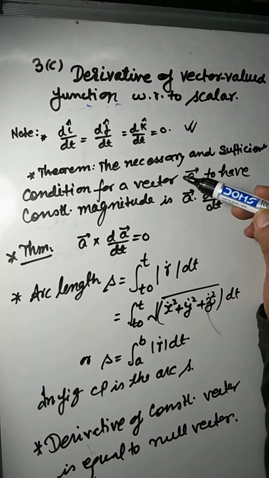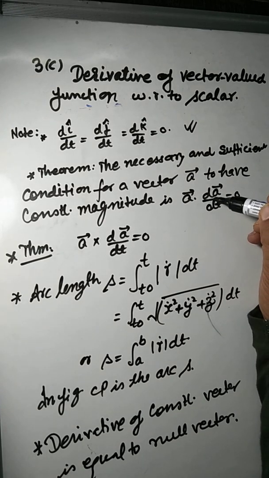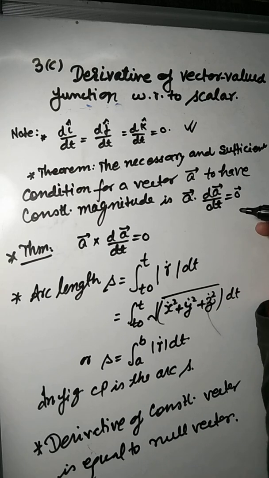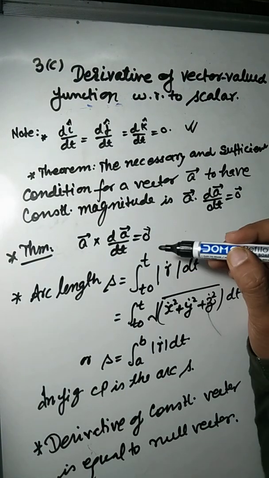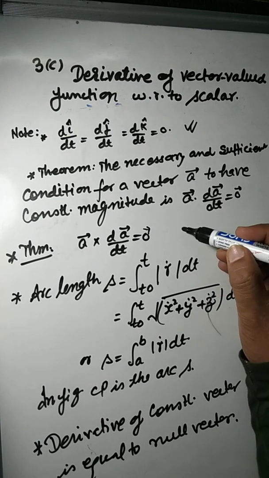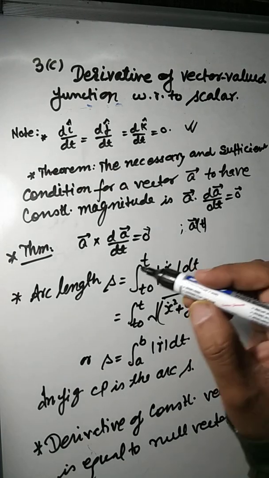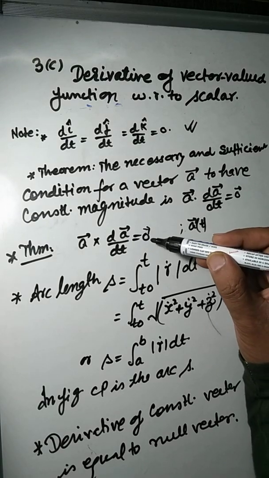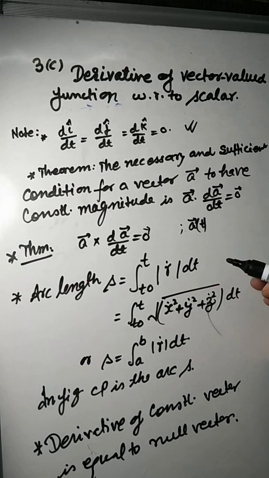We have some theorems. Necessary and sufficient condition for a vector A to have constant magnitude is that the dot product of the vector with its derivative equals zero. Similarly, this is another theorem: the necessary and sufficient condition for a vector A, or we can say vector e(t), to have constant direction is that the vector cross product with its derivative equals the zero vector. So these are some results.